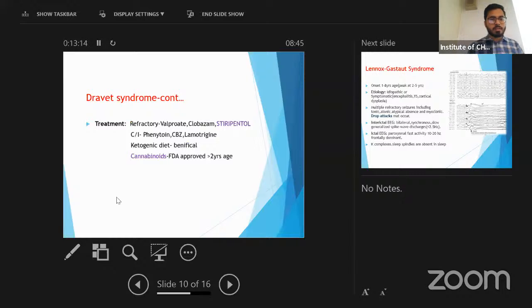How can we treat Dravet syndrome? These are usually refractory to the conventional AEDs. We can go for valproate and clobazam. Stiripentol is a recently approved drug, which can be beneficial. The drugs which are contraindicated are phenytoin, carbamazepine, and lamotrigine.